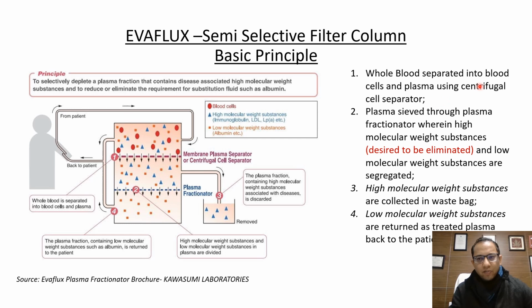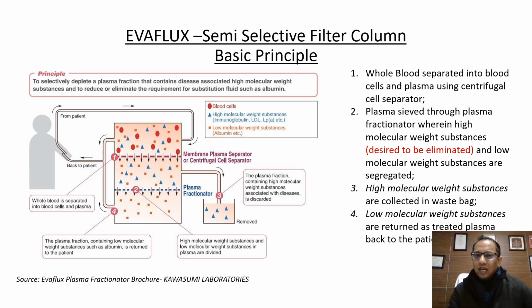Whole blood is first separated into blood cells and plasma using the centrifugal cell separator. The plasma sieves through the plasma fractionator, wherein the high molecular weight substances which are desired to be removed and low molecular weight substances are segregated. Now these high molecular weight substances are cleared in a waste bag, and low molecular weight substances are returned back to the patient. That is the basic principle of cascade. Why is it called cascade? You can see that there are one after another, or a compound effect from one after another. So it's like a cascade or a waterfall.